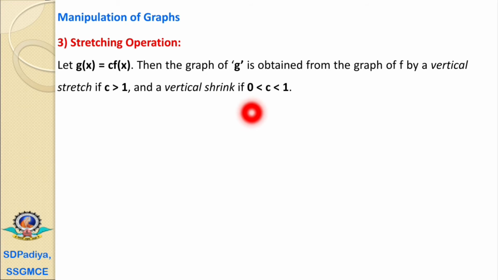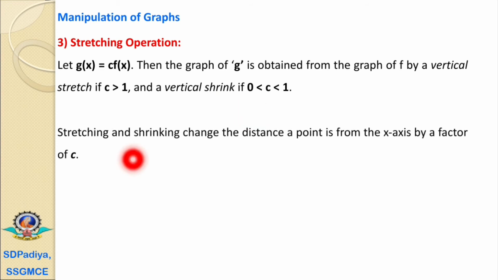If the constant c is less than 1, then the graph will shrink. If it is equal to 1, then we'll get the graph as it is, and if c is greater than 1, then we'll get the stretching of a graph. The stretching and shrinking change the distance a point is from the x-axis by a factor of c.